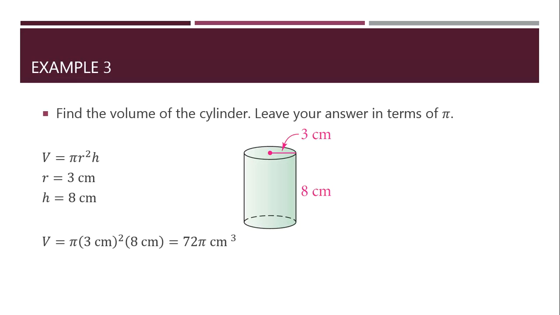Please don't forget your order of operations. You need to do your powers before you multiply by the height. So make sure you do your 3 squared, which gives you 9, before you multiply that by 8, which gives you 72. Don't lose the pi. Always come back and double check. This one says to leave your answer in terms of pi, so I'm going to leave it as 72 pi centimeters cubed.